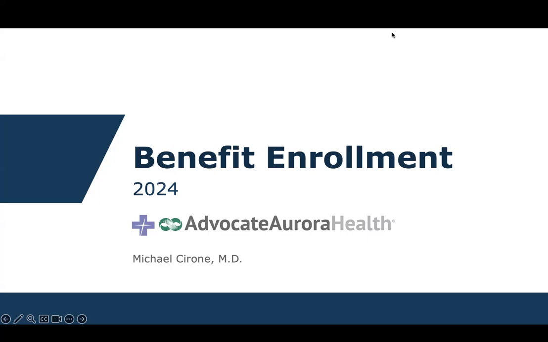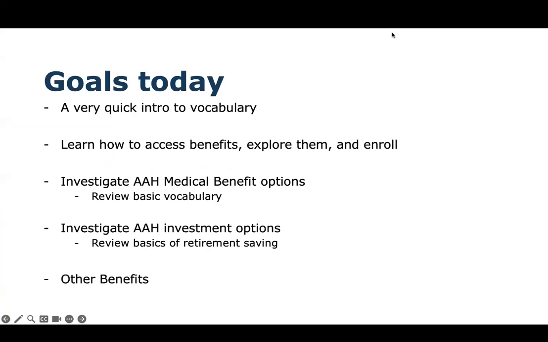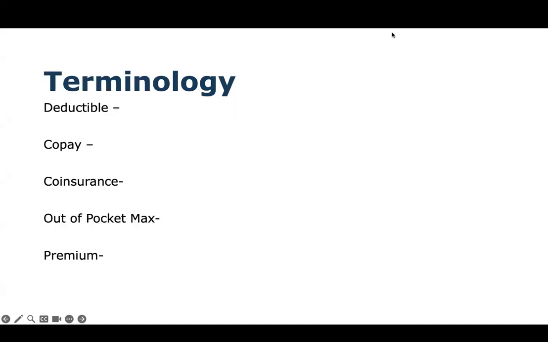But if you have any specific questions afterwards, you can always reach out to me or anybody from the HR. Advocate actually has a concierge assigned to us that's pretty helpful in answering questions about some of the benefits specifically. So very quickly, we're going to do an intro to the vocab that you need to know to actually make these decisions. I'm going to try and show you how to actually access your benefits or explore all of them. We're going to look specifically at the Advocate medical benefits, very briefly look at the 401k in just one slide, and then some other random benefit stuff.